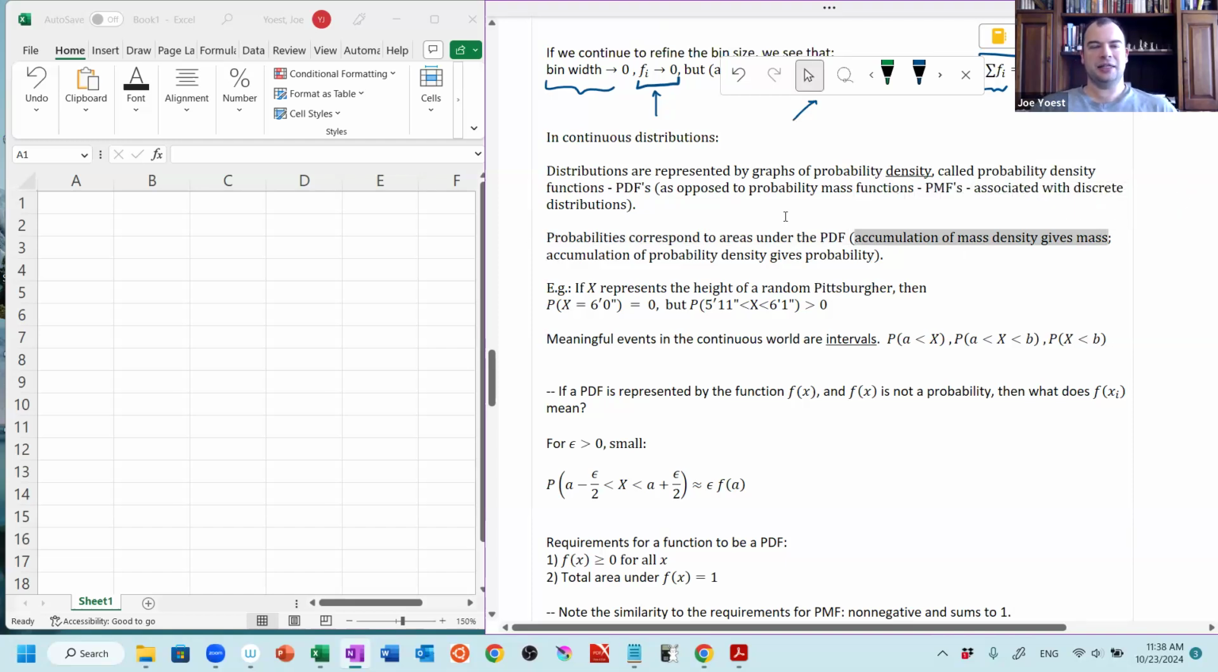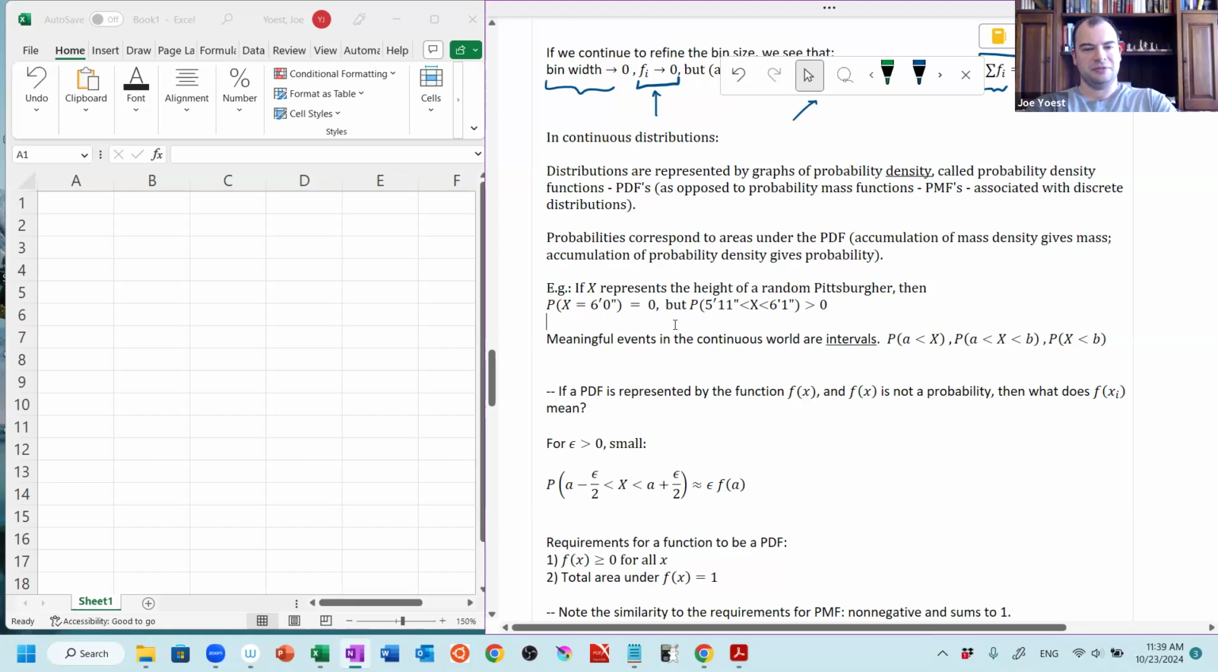If I say I have a rod that is 3 grams per centimeter, and I cut off a section of 5 centimeters of the rod, then I have 5 times 3, or 15 grams of mass. So if I have a mass density, like say grams per centimeter, I have to accumulate that over a distance, over a number of centimeters, to get a mass. Analogously, accumulation of probability density is what gives probability.